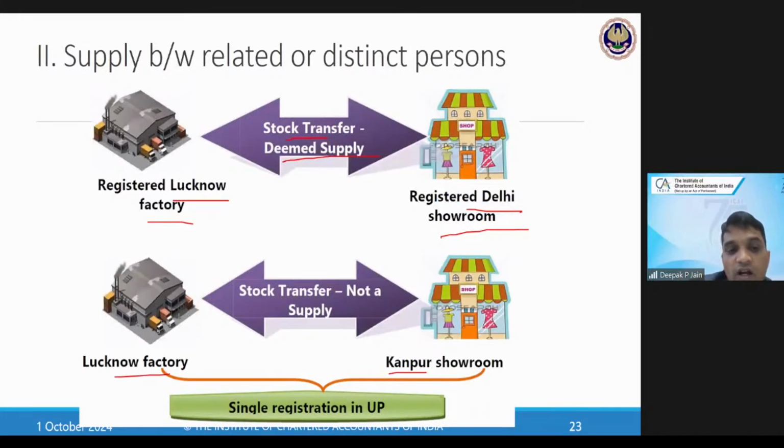If the registration of both is the same, if I take a single registration, then that stock transfer is not a supply because they are not distinct persons. But if I have not taken a single registration, if I've taken registration 1 over here and a separate registration for this as registration 2, then it will be treated as a distinct person. Clear?